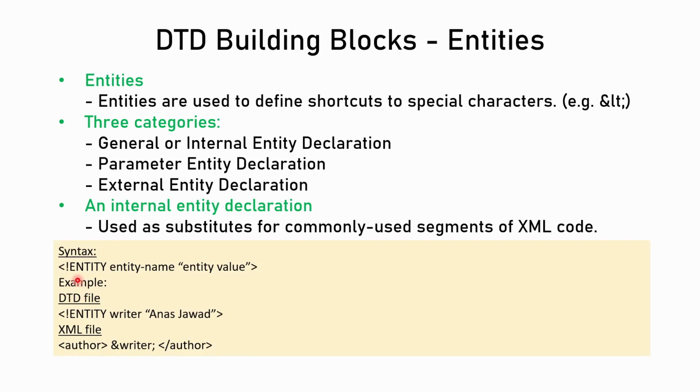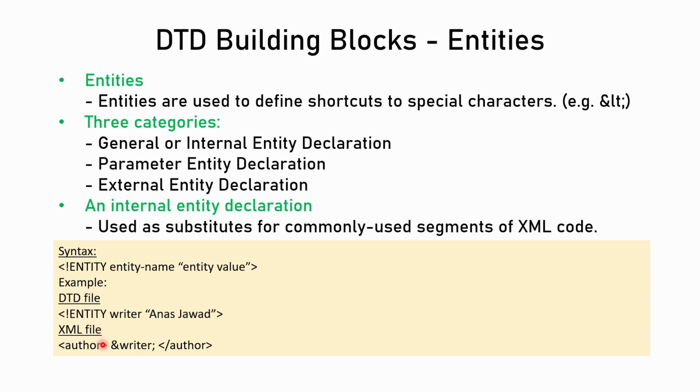So the syntax for defining a general or internal entity in our DTD file is very simple. You write the entity keyword, followed by the name you want to give to your entity, followed by the value that you want to assign to that entity. So in our case, if we take the previous example again, in our DTD file, we have the entity keyword followed by writer. So in this case, we are defining that our user-defined entity will have the name writer, and it will have the value Anas Jawad. Okay.